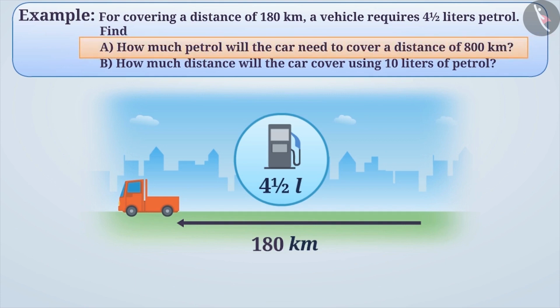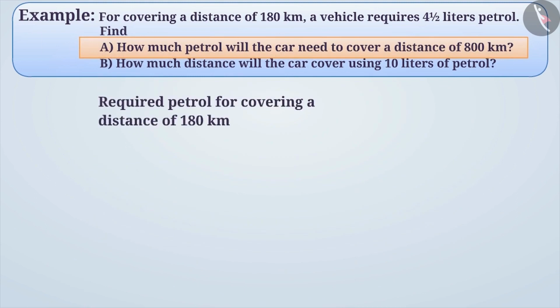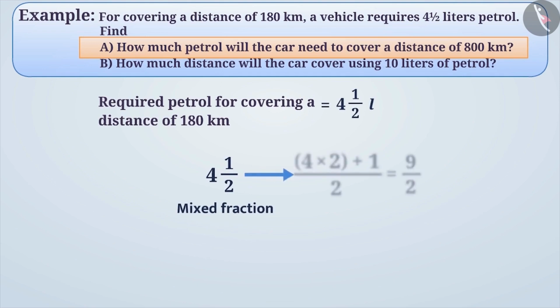First, let's find out how much petrol is needed to cover a distance of 800 kilometers. Required petrol for covering a distance of 180 kilometers is equal to 4.5 liters. Here, we convert the mixed fraction 4.5 into an improper fraction and get 9 by 2. Therefore, required petrol for covering a distance of 180 kilometers is 9 by 2 liters.